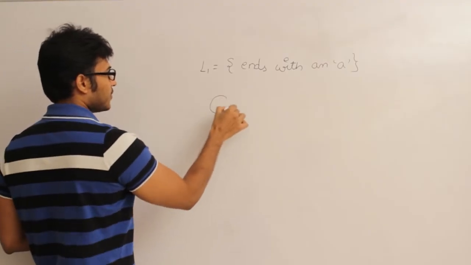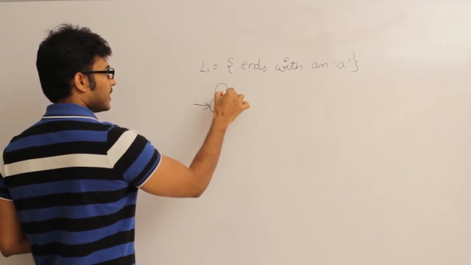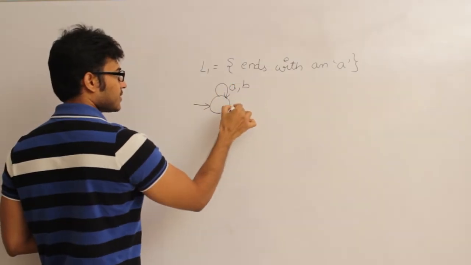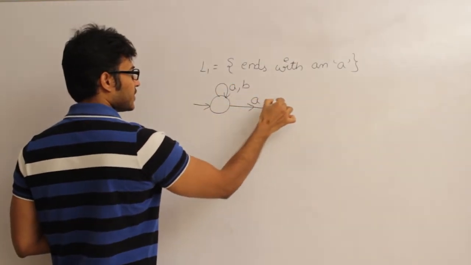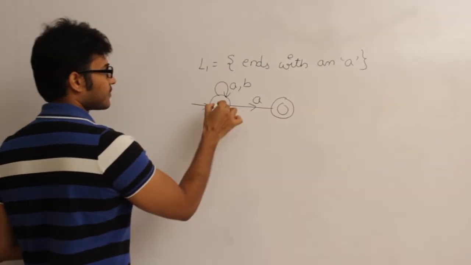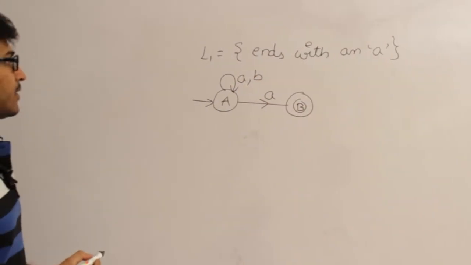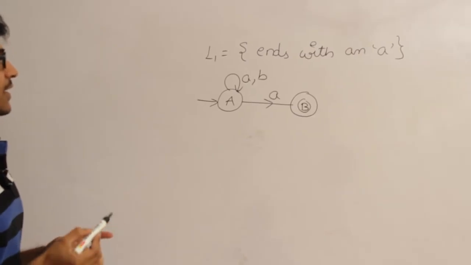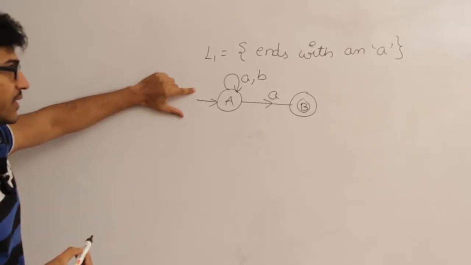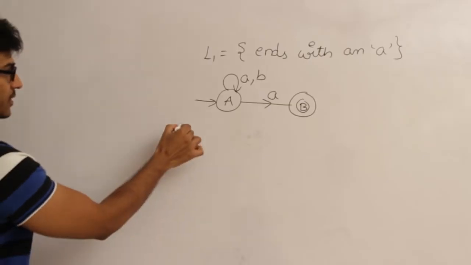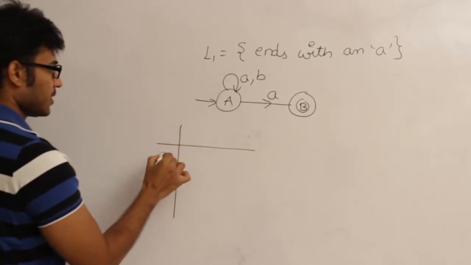So the NFA will look like this. Initially I don't care what happens, it should always end with A. So it is ending with A. Now in order to construct the DFA, is the NFA done? So let's construct the state transition table.